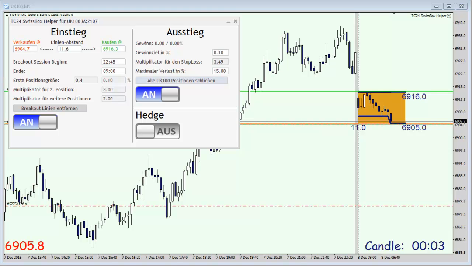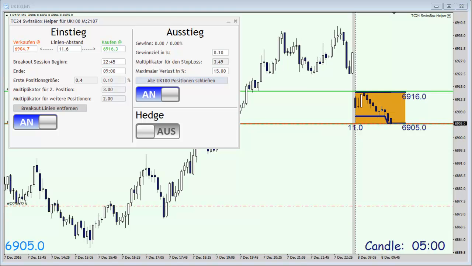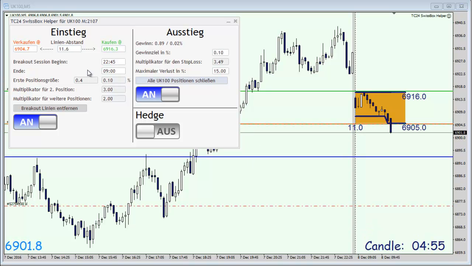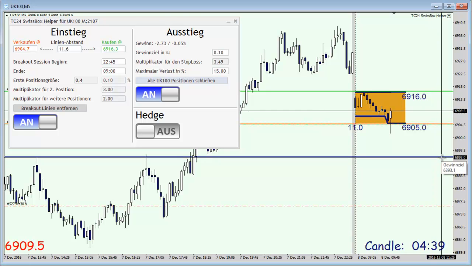Okay, so there was a bit of pre-movement before the market opening, and I had to adjust my box to 11 points. And here's the first impulse, market going down and triggering our sell entry line. So our take profit is below the current price level at 6,893 points.